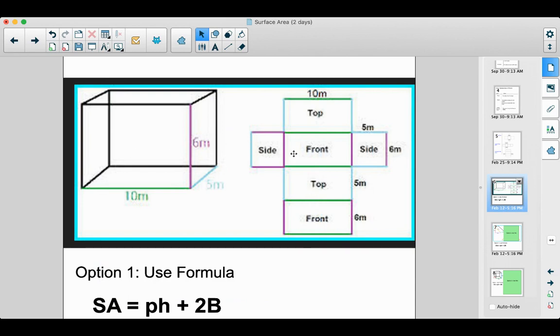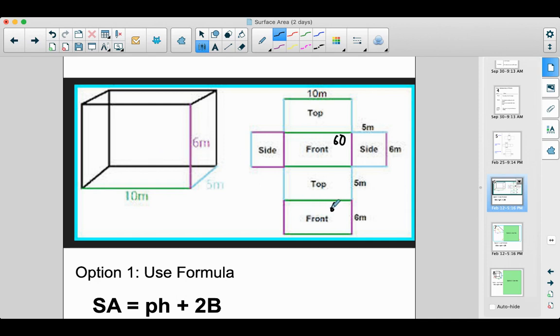So the front is 10 by 6. The back is also going to be 10 by 6. Top and bottom are going to be the same. Side and side are going to be the same. So we think about the front. The front is 10 by 6. The area of a 10 by 6 rectangle is 60, and we just multiply those dimensions. So the front is 60. The back is also going to be 60. Hopefully you can see the back will also be 10 by 6.